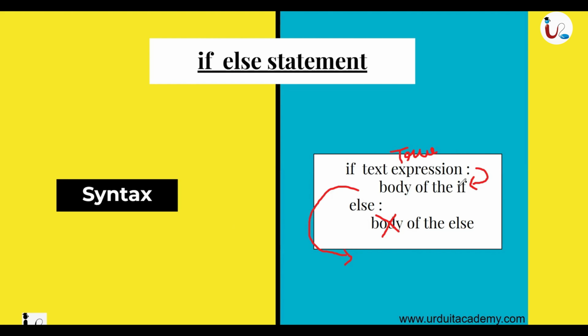Now suppose the computer is checking and the condition is false. What happens if the condition is false? It will skip the body of the if and go directly inside the else and execute the body of the else. So the if-else statement means the computer will check the condition in the test expression. If it is true, it will only execute the body of the if and skip the body of the else. And if the condition is false, then it will skip the body of the if and it will execute the body of the else.